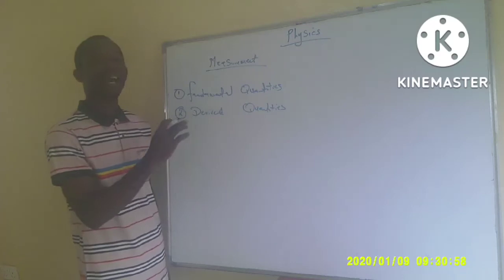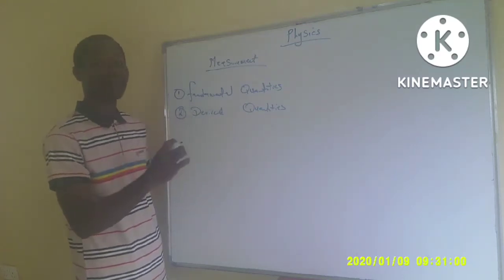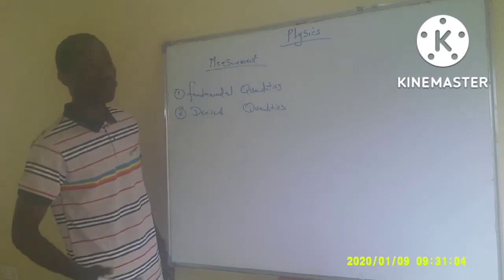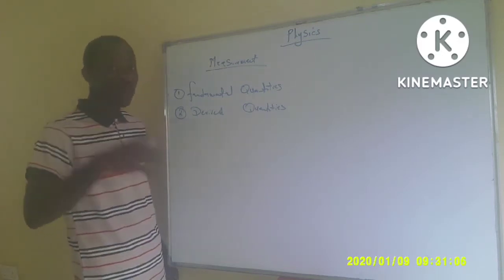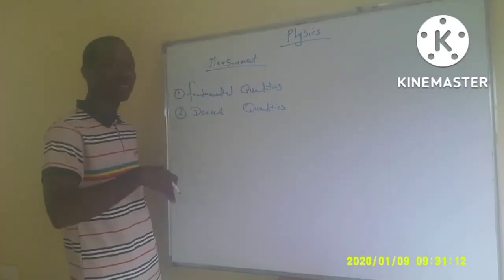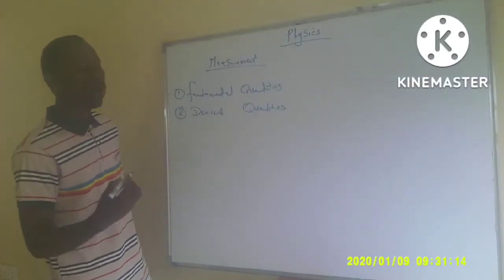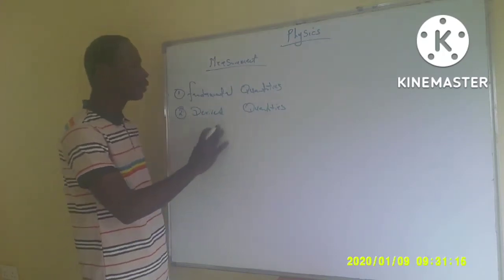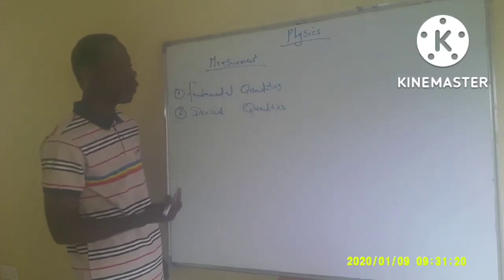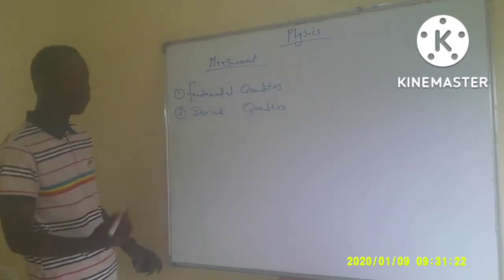Fundamental quantities, they are the fundamentals. They are quantities in physics which are independent of other quantities. The other quantities depend on them. So they are kind of the basic quantities. Other quantities derive their units from them. And the derived quantities are quantities which depend on the fundamental quantities for their existence. So now we want to talk about the basic fundamental quantities.